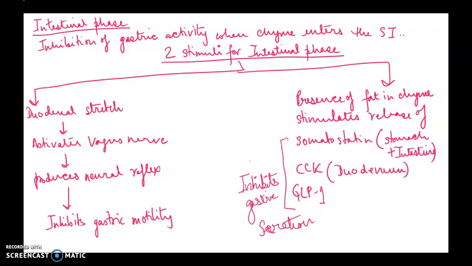And also, if the chyme is rich in fat or fatty food, that stimulates release of a few hormones. The first hormone is somatostatin, and that is released from the stomach and the intestine. Then cholecystokinin, which we talked about before, and GLP-1. These are the three hormones that are released in response to the presence of a lot of fat in the chyme, and these hormones definitely work to inhibit gastric secretion.